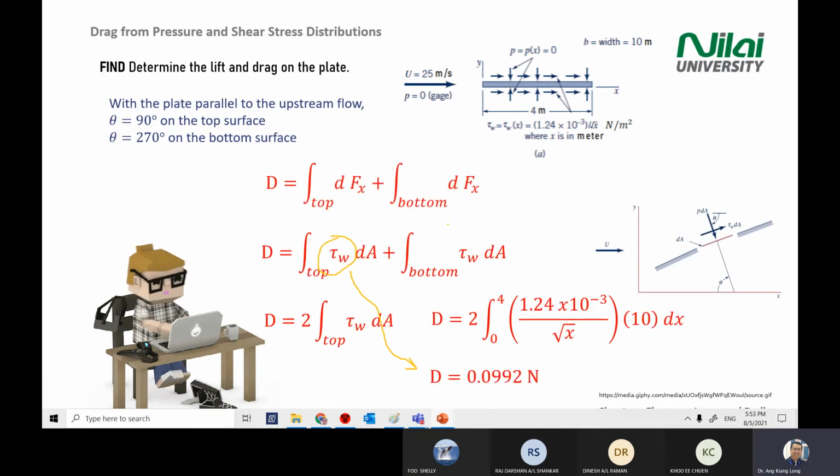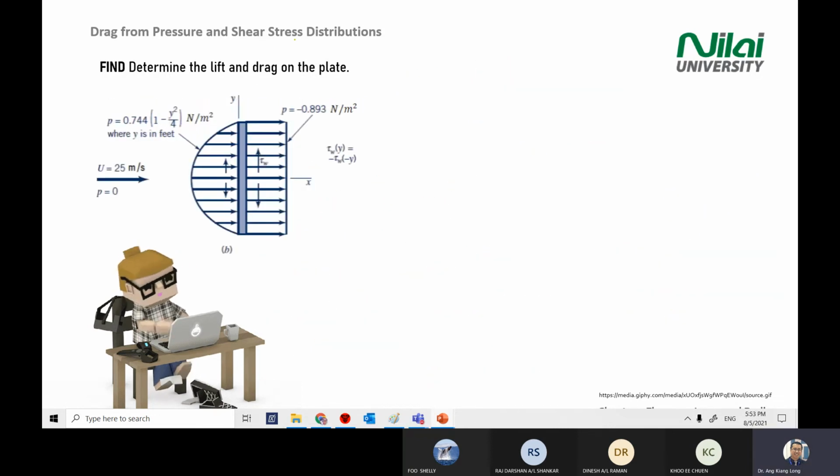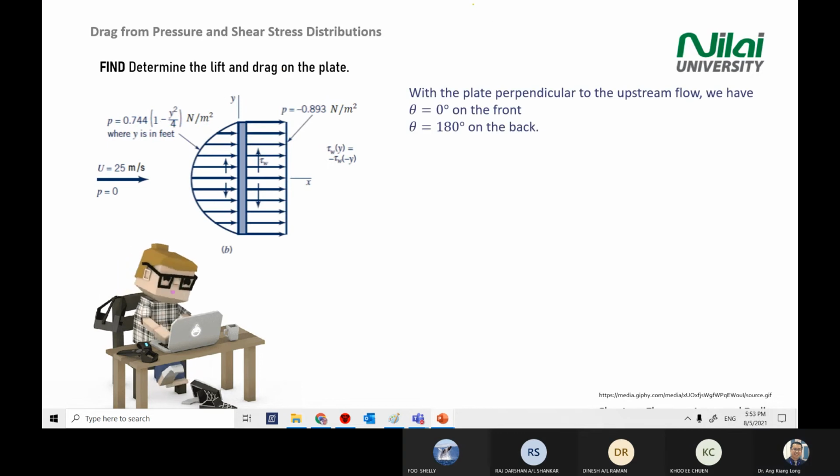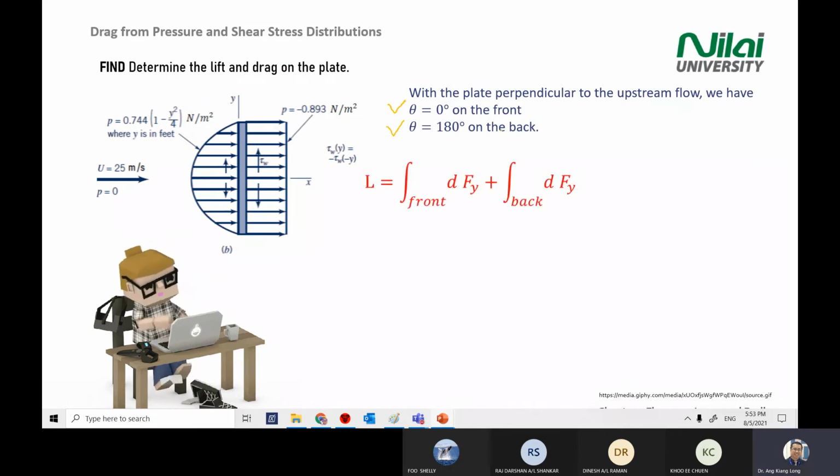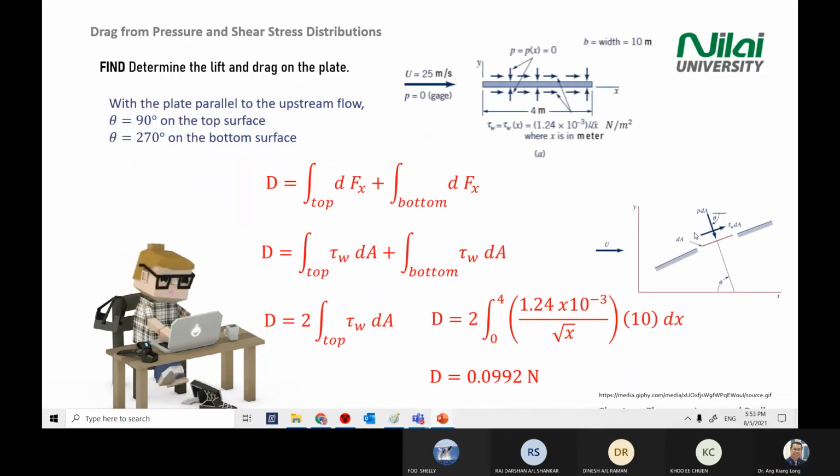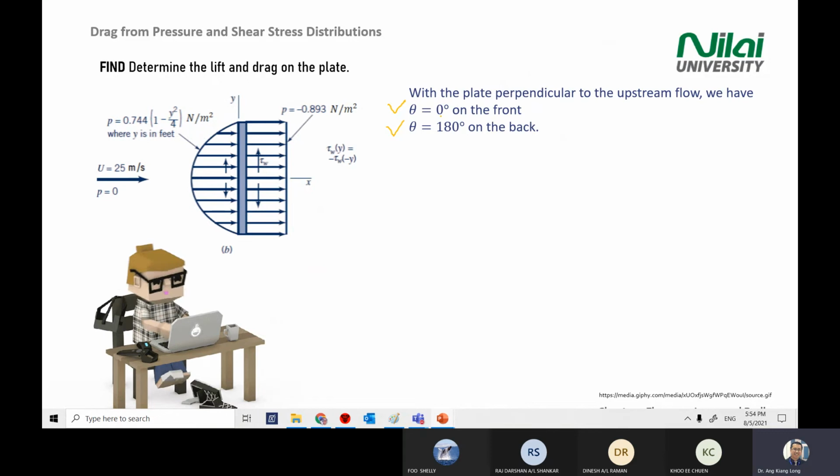Okay, you repeat the same concept for another one. Now the angle is 0 degree for the front, 180 degree for the back. By looking at the actual diagram, this one. So angle 0, 180 degree. You do the same. Lift equals force front plus back.